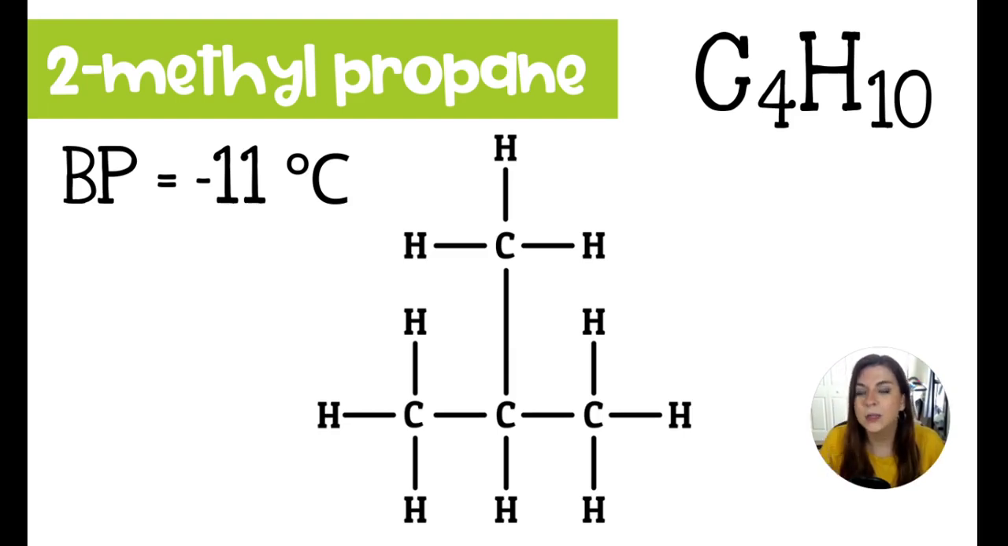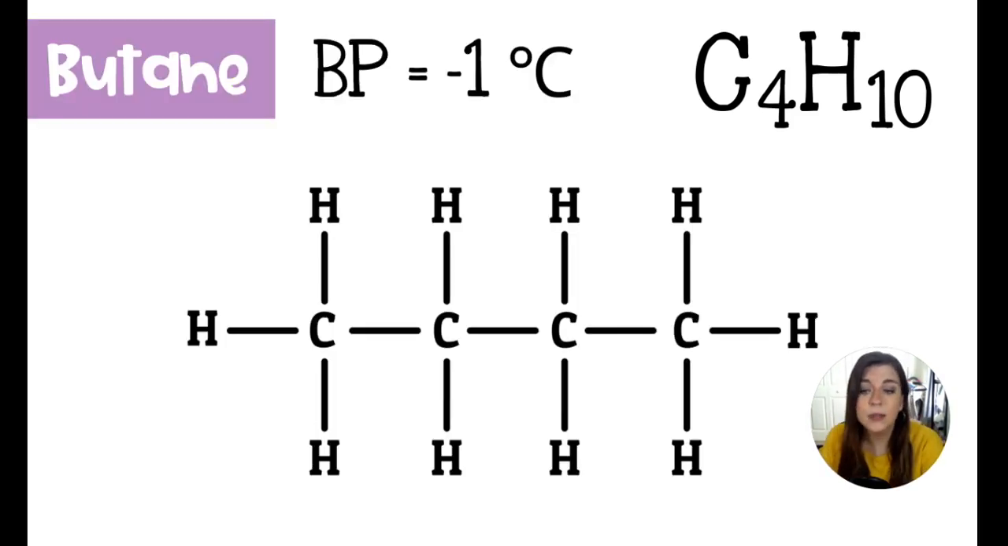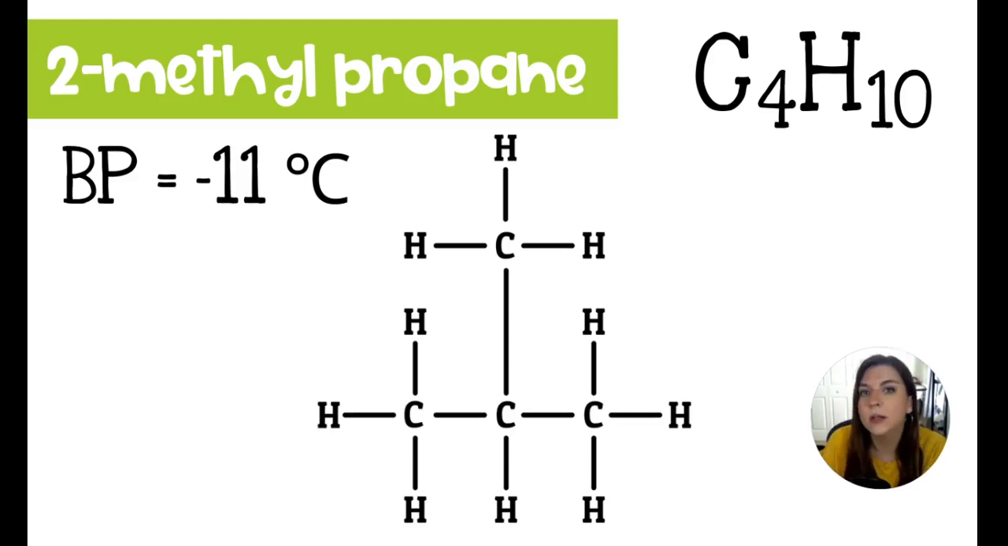So this molecule, because it's a little bit more crowded, is going to have different chemical and physical properties than its isomer, butane. They are made of the same stuff, but they do not look the same. They look different, and as a result, they will have different properties.